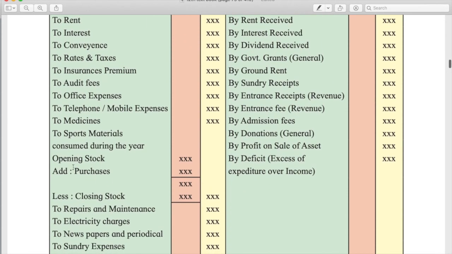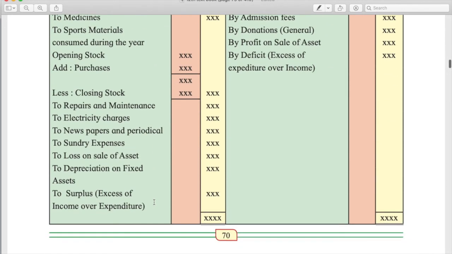Here the important part is, see, opening stock, like for stationery, for postal stamps, or for sports material. They can give you such kind of opening and closing stock adjustment. So opening stock, that means last year's closing stock becomes opening stock over here, so add purchases and closing stock will be less from here. So you will get the exact amount of stationery consumed or utilized. Same way sports material or postal stamps, whatever the case has been given. This is the new concept in the not-for-profit concern. This we haven't done in the partnership final account. Then other expenses like depreciation, loss on sale of asset, etc.